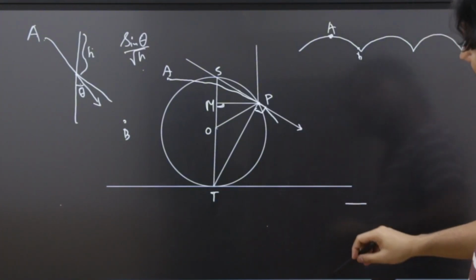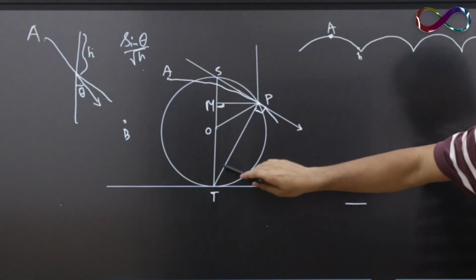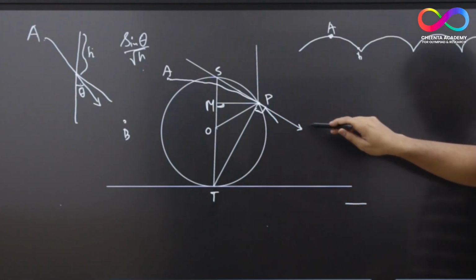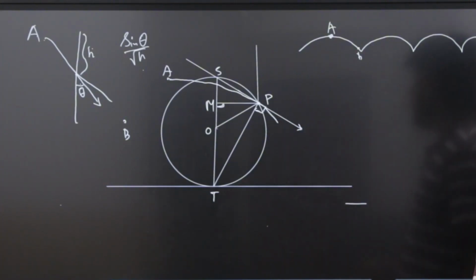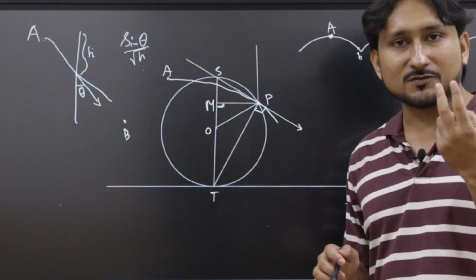The cycloid is formed in such a way that this TP and the tangent to the cycloid at point P are at 90 degrees. This is a very well-known property of circular motion. This property is going to be useful here. So two things we have noted already.